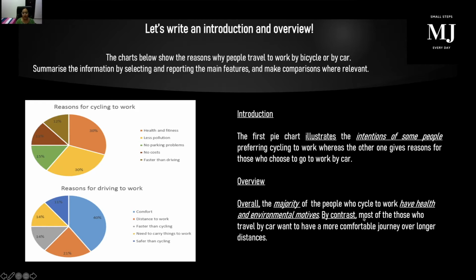By contrast, that means now we are talking about the other pie chart. By contrast, most of those who travel by car, 40%, want to have a more comfortable journey over longer distances. So for these 40%, comfort is the prominent one. Getting my point? That is why overall, the majority of the people who cycle to work have health and environmental motives. By contrast, most of those who travel by car want to have a more comfortable journey over longer distances. This is how we come up with our introduction and overview.